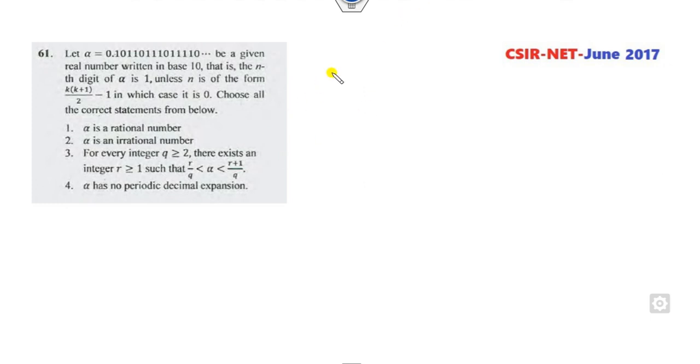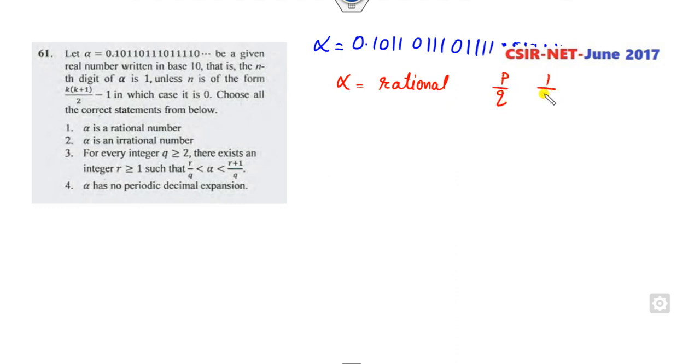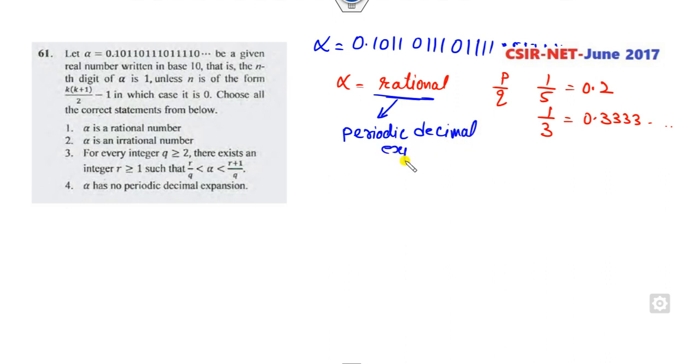Okay, look at this next one. Alpha is given to you in this form, 1 1 1 1 1 1 and so on, and which of the following is rational, irrational, and so on. So you can see this is a non-terminating series. Fine. If alpha is a rational number, P over Q, like 1 over 5, I can say it's 0.2. 1 over 3, I can say 0.3333 and so on. Whenever alpha is a rational number, it always has a periodic decimal expansion.